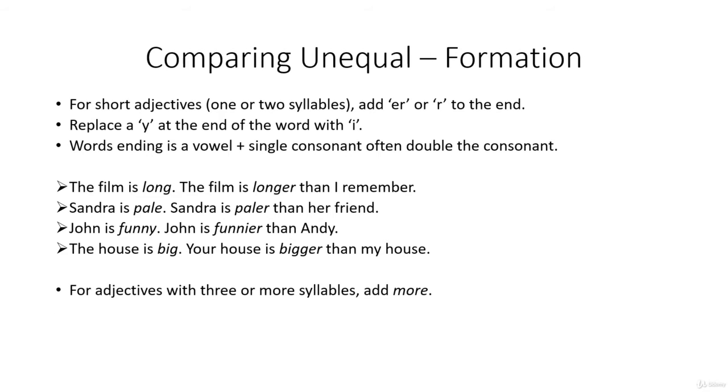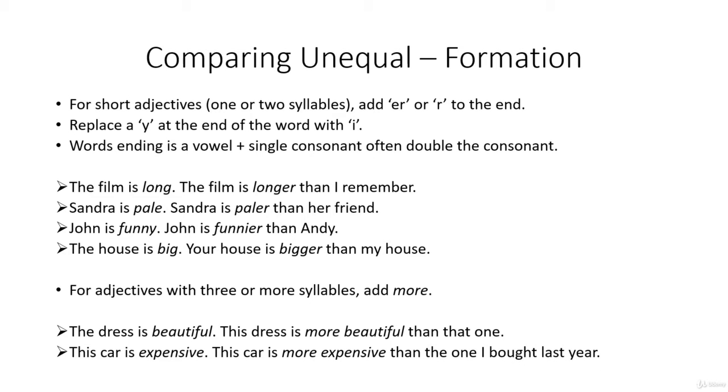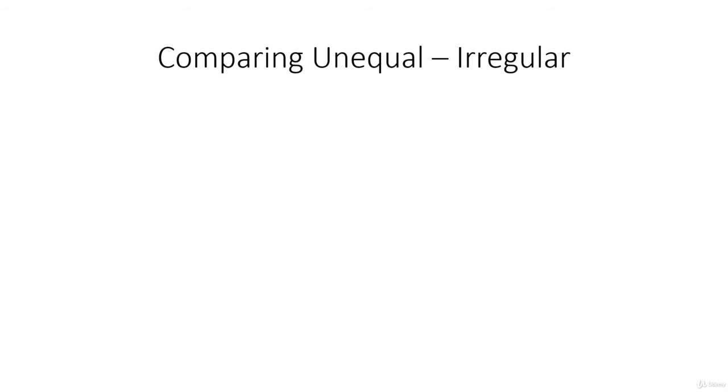And for adjectives with 3 or more syllables, we add more before the adjective. The dress is beautiful. This dress is more beautiful than that one. This car is expensive. This car is more expensive than the one I bought last year. If we try to say expensiver or beautifuler, it gets a bit unwieldy, and that's why after 3 syllables we just add a more in front of it to make the comparative. There are, of course, as this is English, irregular versions.